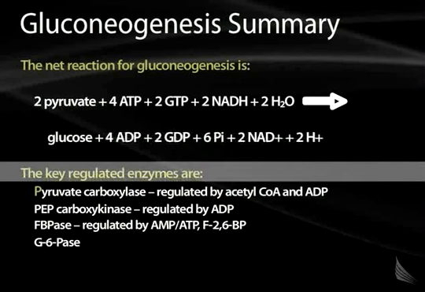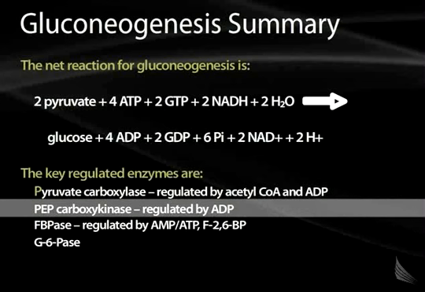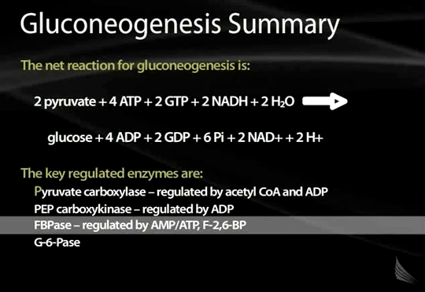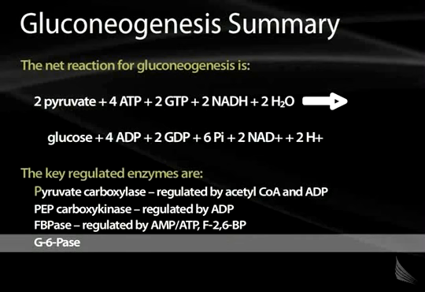The key regulated enzymes in this process are pyruvate carboxylase, which is regulated by acetyl-CoA and ADP, as we described, phosphoenolpyruvate carboxykinase, which is regulated by ADP, fructose 1,6-bisphosphatase, which is regulated by the energy balance in the cell by relative levels of AMP and ATP, and, as we described before, by the key molecule fructose 2,6-bisphosphate, the levels of which are regulated by insulin and glucagon, and also glucose 6-phosphatase, which is the other irreversible and major regulated enzyme in gluconeogenesis. This concludes the section on glycolysis and gluconeogenesis.